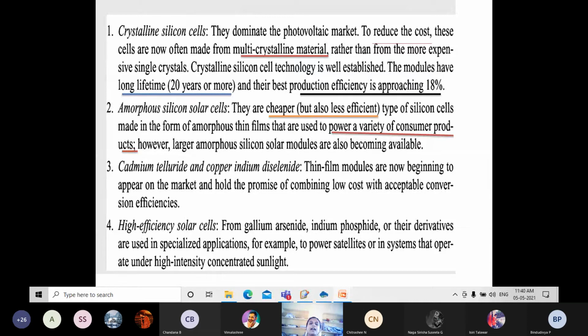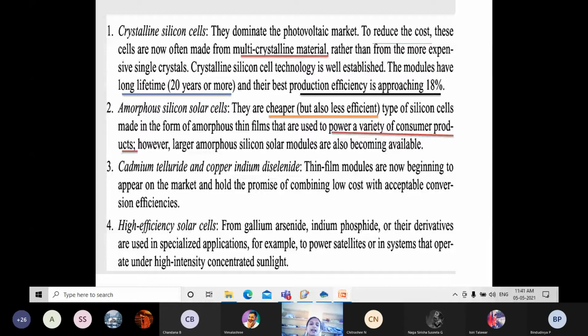And next is amorphous silicon solar cells. They are cheaper but also less efficient, and it is a type of silicon cell made in the form of amorphous thin films. It is used to power a variety of consumer products. Large amorphous silicon solar cell modules are also becoming available nowadays.